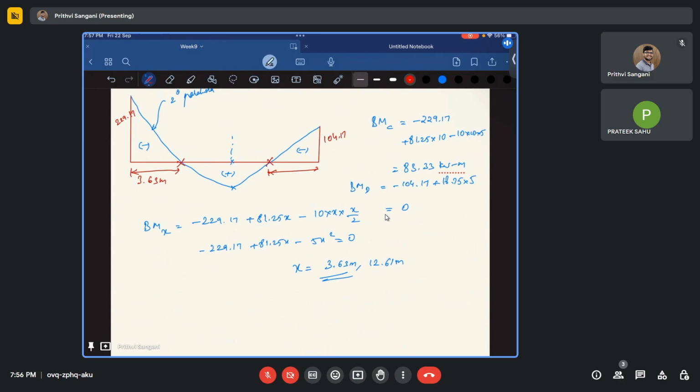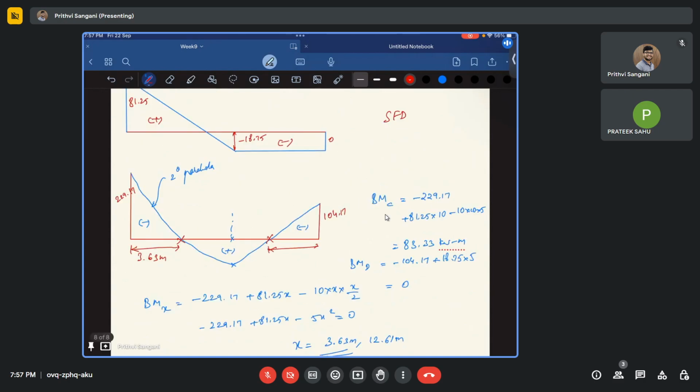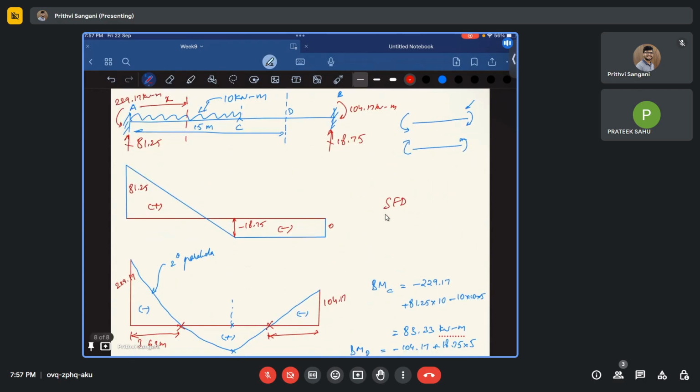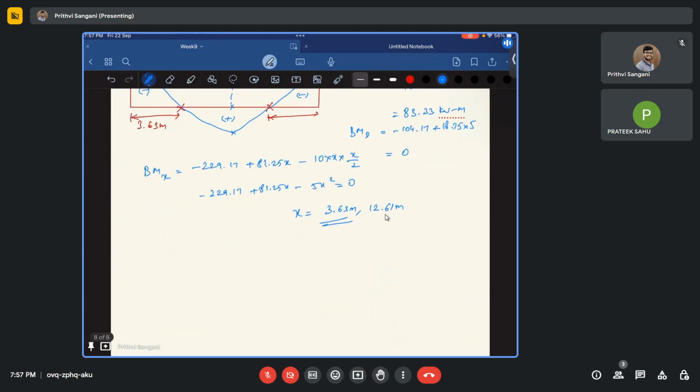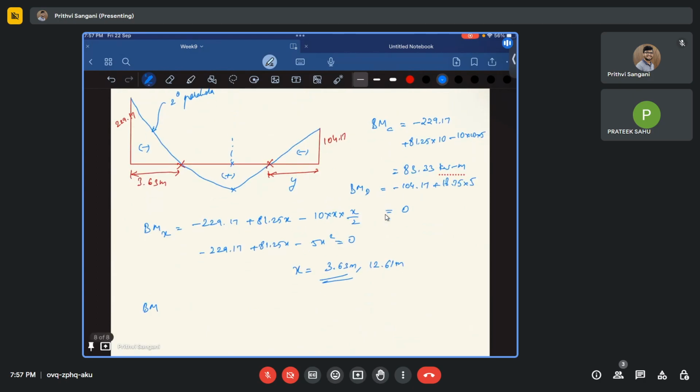How can you find the other one? The other one is quite straightforward. You need to just find out, let us say, this from support, sorry, support B. Now I'll just write down the bending moment at, I'll say this distance as Y.